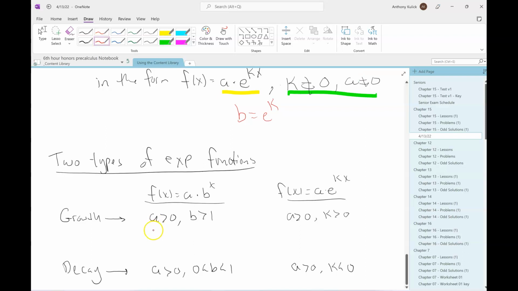Now, what would happen if the a is negative? It's just that the criteria flip.